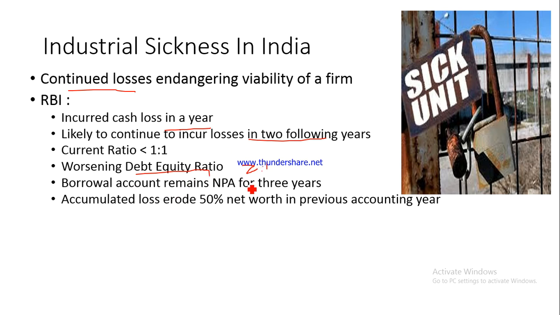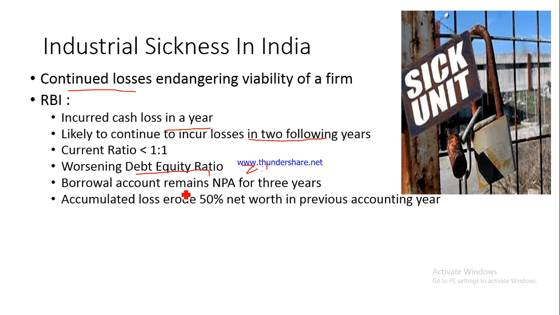Then, the borrower account remains NPA for 3 years. So for example, if a particular firm has procured some loan from a bank and they have not been able to make repayments for 3 years, then that particular amount would be termed by the bank as a non-performing asset. Non-performing means that asset from which we are not able to get any returns. And why do we call the loans given by banks an asset? Because when they give loans to people, people return the loan, the principal amount as well as the interest.